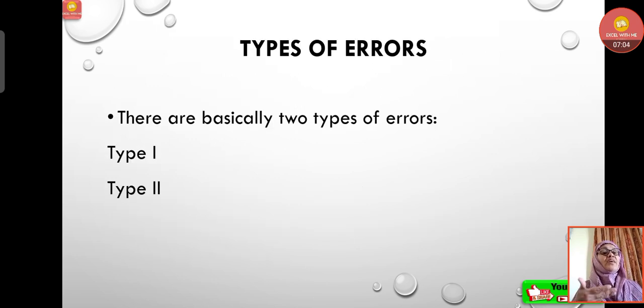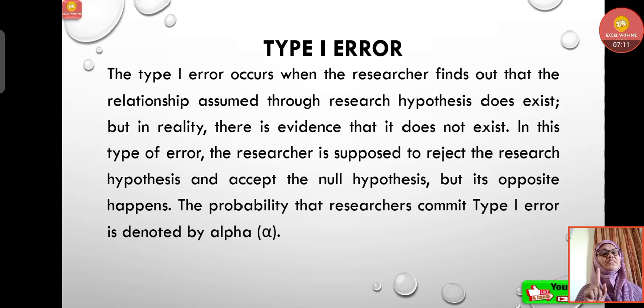Now, what are the types of errors? There are basically two types of errors, type 1 and type 2. Type 1 error, what is type 1 error? The type 1 error occurs when the researcher finds that the relationship assumed through the research hypothesis does exist, but in reality there is evidence that it does not exist. In this type of error, the researcher is supposed to reject the research hypothesis and accept the null hypothesis, but its opposite happens. The probability that researchers commit type 1 error is denoted by alpha.